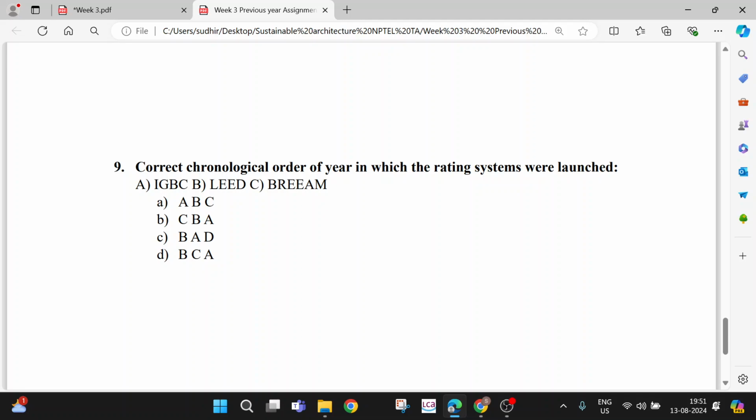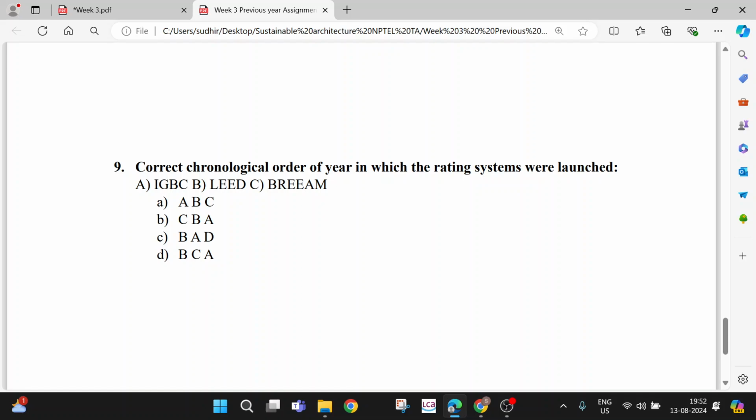1990, sir. Is it option D? No, your answer is wrong. The answer that others have given, that is option B. The correct sequence is CBA: BREEAM, then LEED, then IGBC.